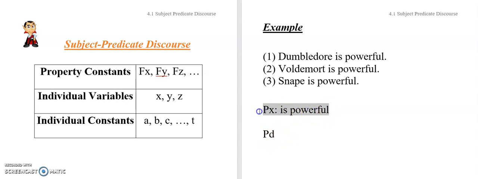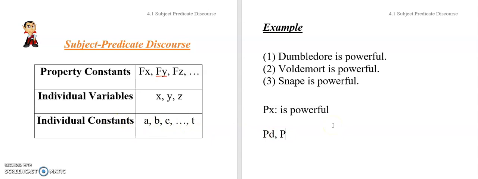Now remember, and this is important, without an individual constant in here, this isn't an actual sentence. This represents what all of these sentences have in common, just the "is powerful" part, okay? So it's not a sentence by itself. It's sort of like the form that all three of these sentences have in common, all right? And we can take that form and turn it into a sentence by replacing the individual variable that we've got there with an individual constant. So we could supply it with Pd.